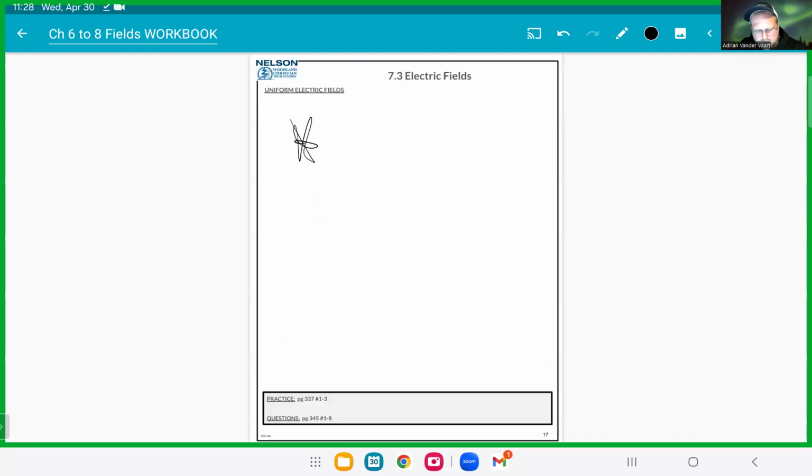And then for the next page, when we're talking about uniform electric fields, they're called parallel plate problems. So, when we have a point charge, field lines emanate out and they're not uniform, right? They have a certain density. They're closer together near the source, right? They're closer together there.